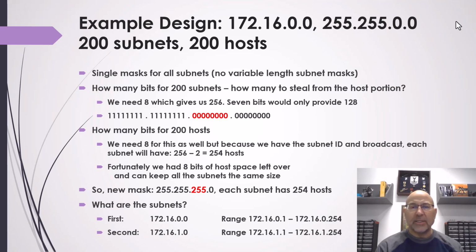And this is because the subnets have to be based on a power of 2. If we did 7 bits, that would be 128. It wouldn't be enough. So the red section of the mask would be converted to ones with our new mask of 255.255.255.0. All right, how about the hosts?